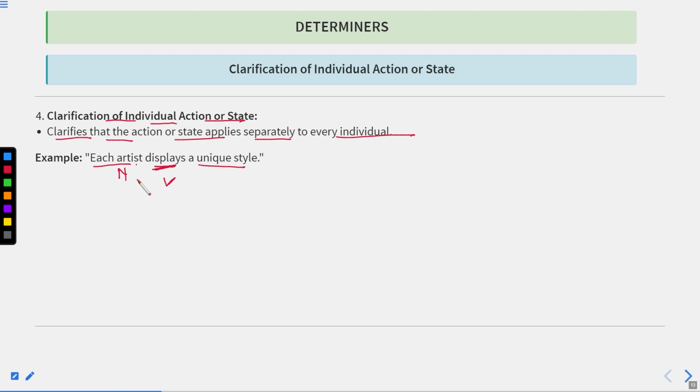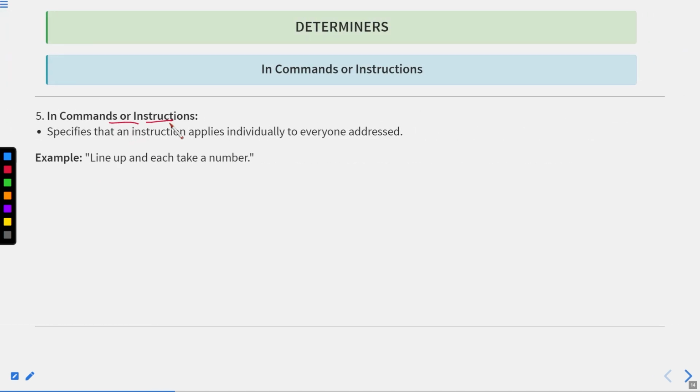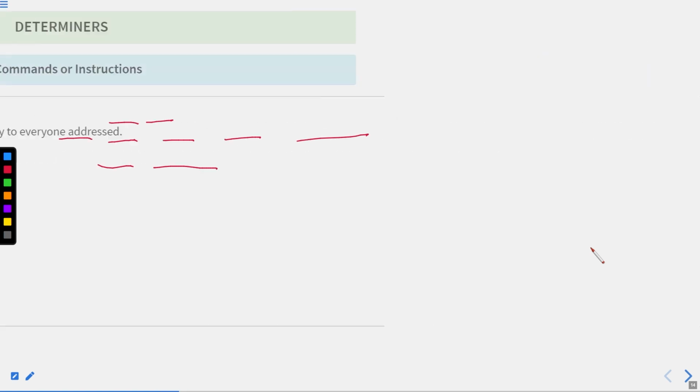Now let us move to the next one. Here, in commands or instructions, it specifies that an instruction applies individually to everyone addressed. If we are giving a command or instruction to anyone, it means it applies to every one of them. Line up and each take a number. So it is each take a number. It means the instruction is for each and every individual, not for all of them collectively, but for each and every person.